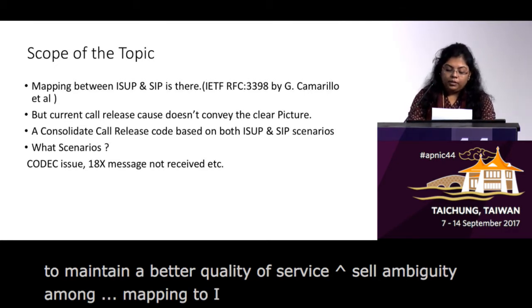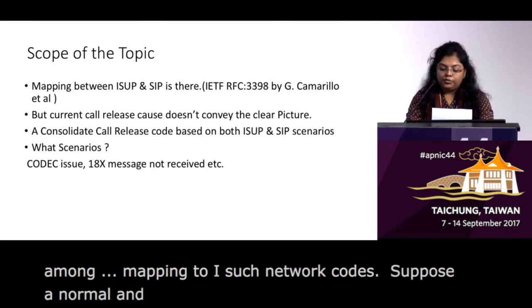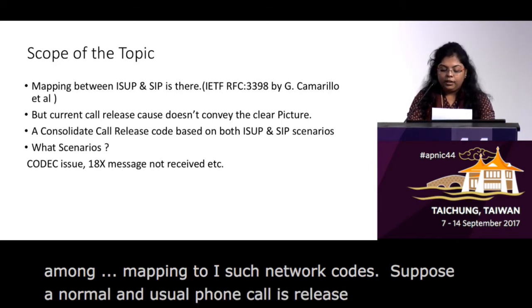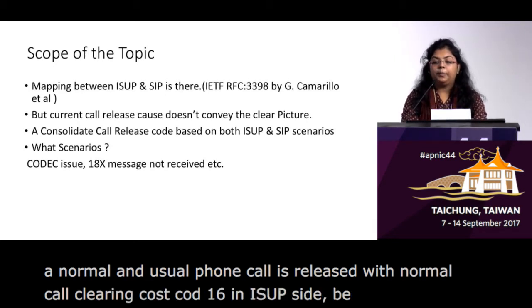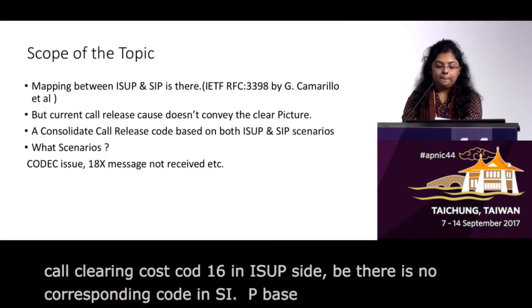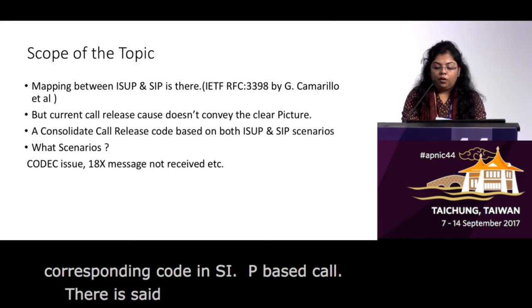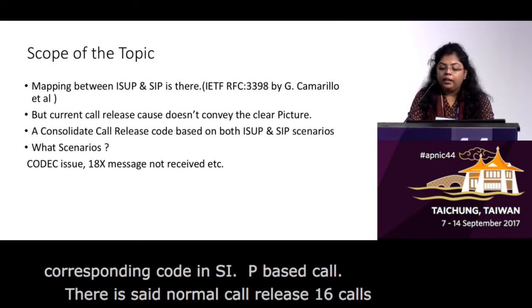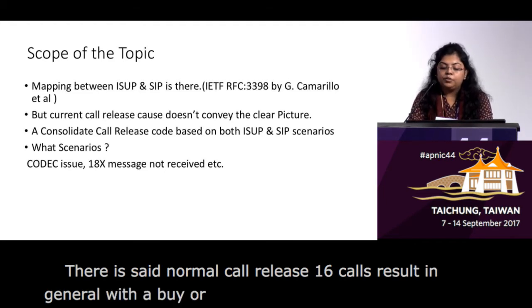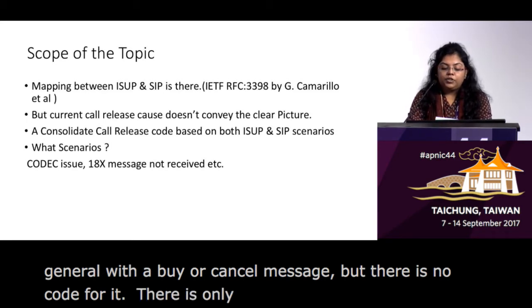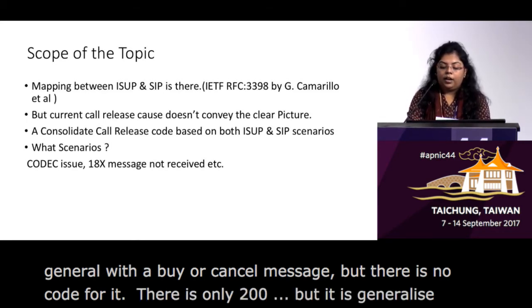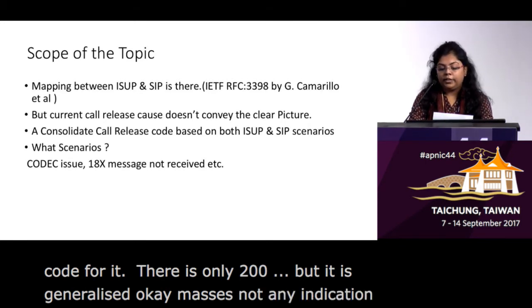Suppose a normal phone call is released with normal call clearing, cause code 16, on the ISUP side, but there is no corresponding code in a SIP-based call. Normal call release 16 generally results in a BYE or CANCEL message, but there is no code for it. There is only a 200 OK message, which is a generalized OK message, not an indication for normal call clearance.